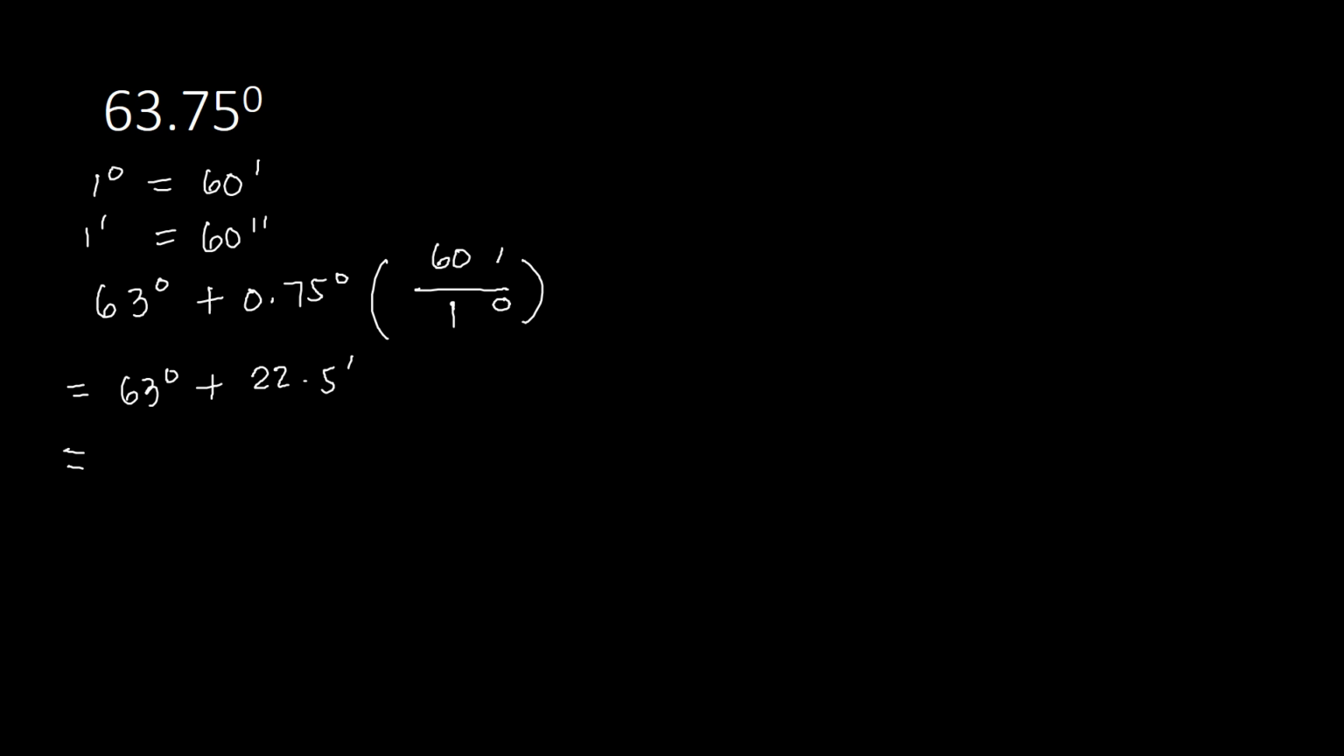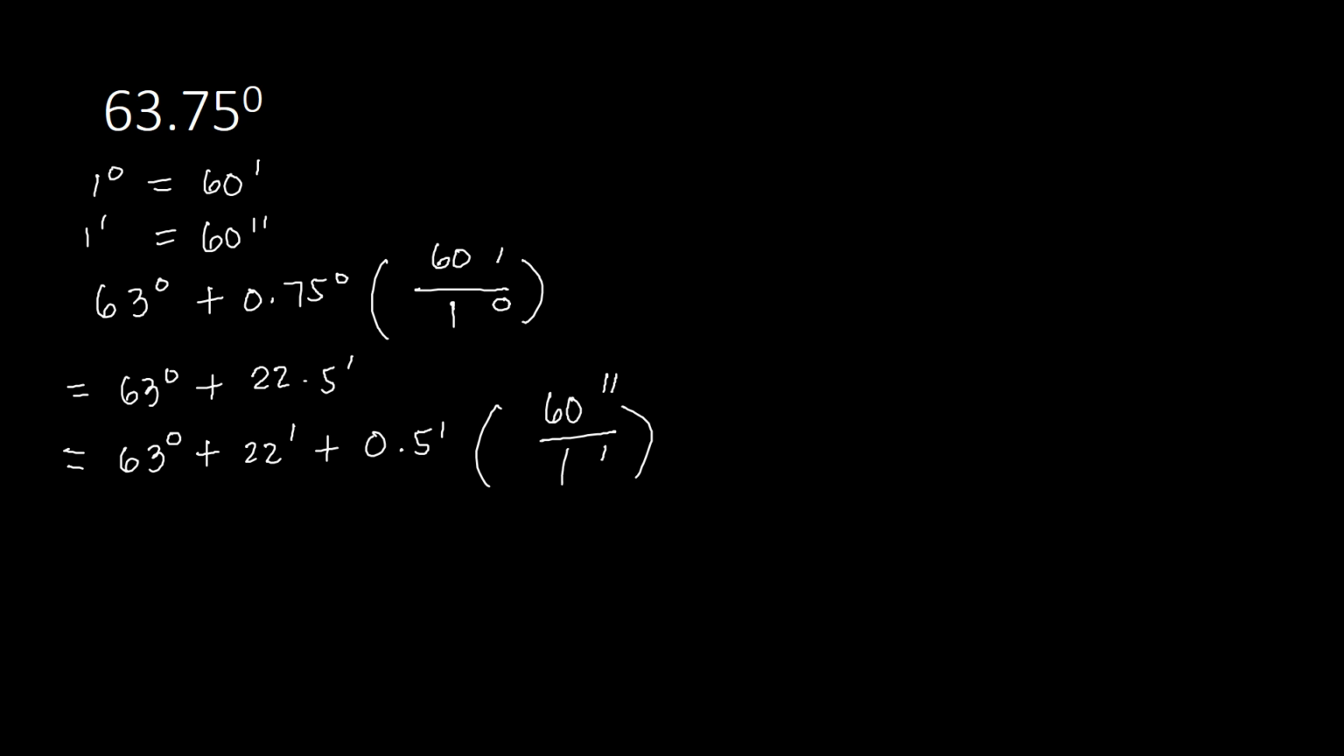Again, we have a decimal part on the minute part, so that means we have a seconds part of that one. So separating, we have 63 degrees plus 22 minutes plus 0.5 minute, converting that one to seconds. We have the minute unit here, so we put the minute unit at the bottom, while the second unit is at the numerator. Using the conversion, we have 60 seconds is equivalent to 1 minute.